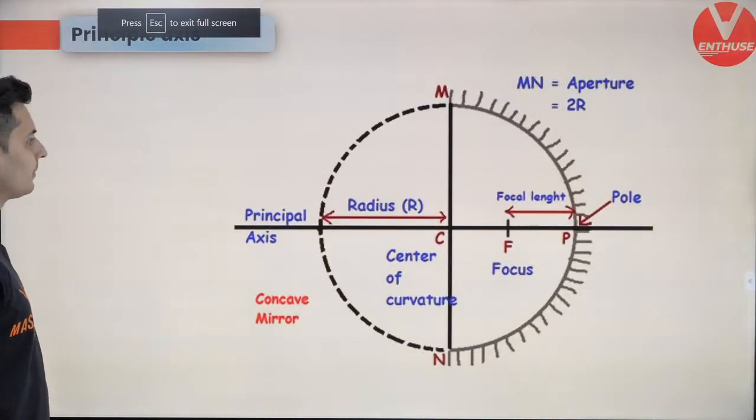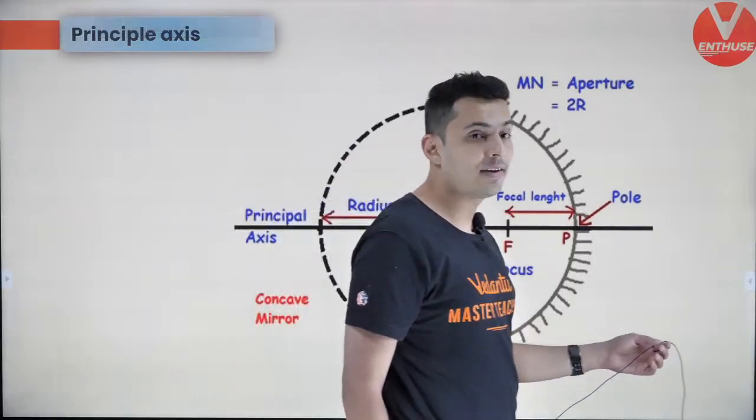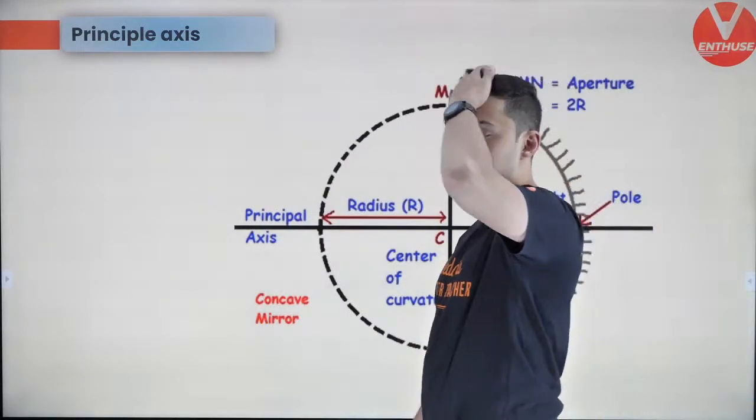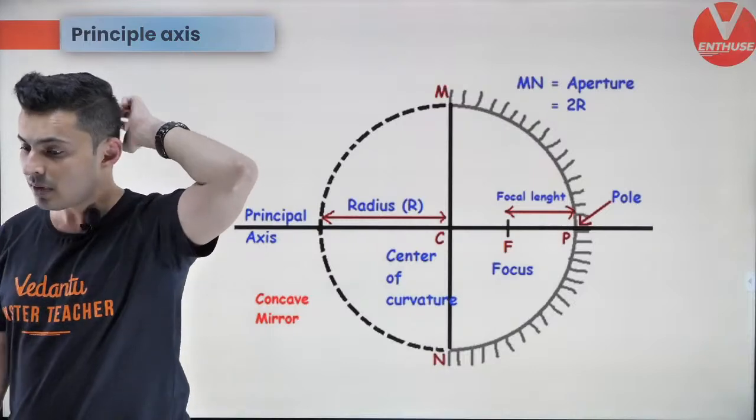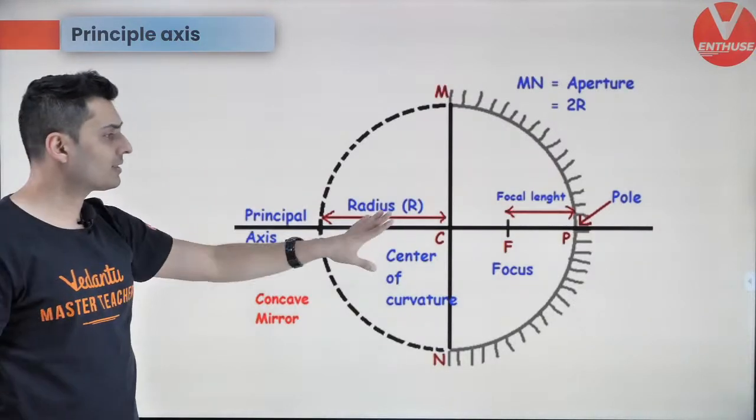Okay, 5 is the answer. Now let's do problems on spherical mirrors, guys. Let's do problems on spherical mirrors. I'm pretty sure you know all these terms. Do you know all these terms?